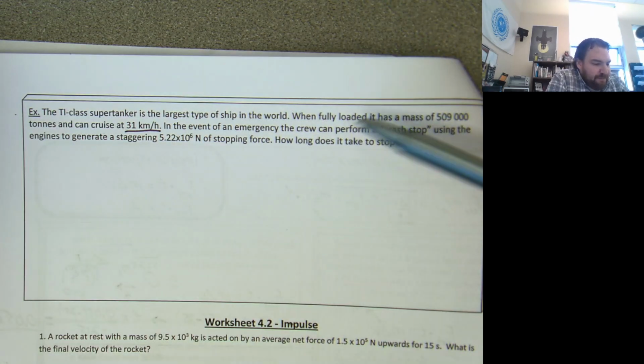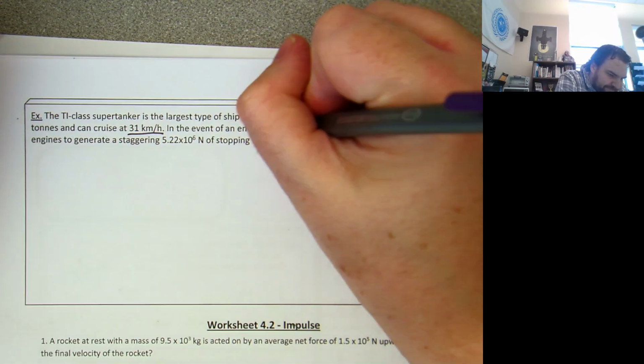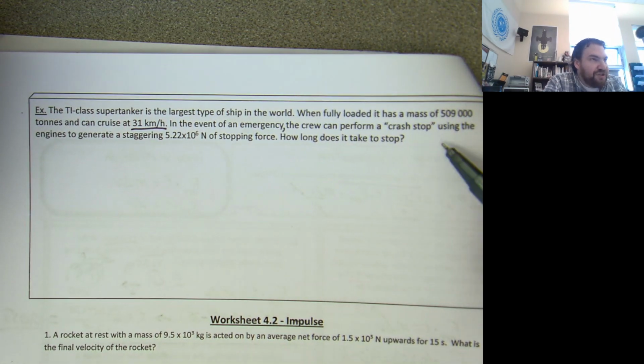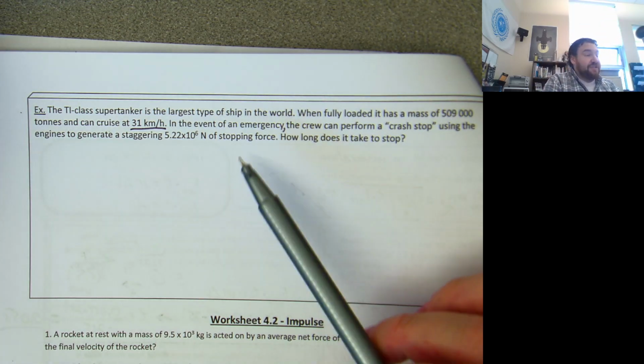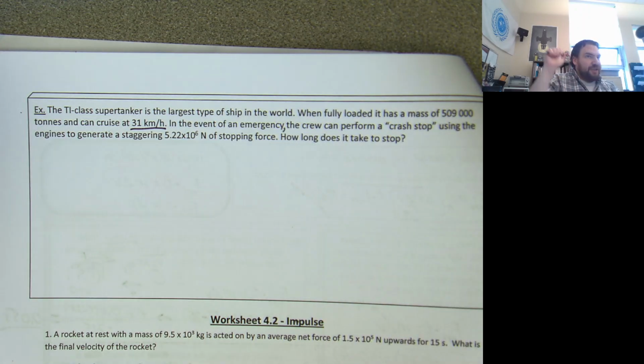In the event of an emergency, the crew can perform what's called a crash stop. Any ships can do this: aircraft carriers, tankers, cargo ships. You don't just put on the brakes in a boat. If you just cut the engines, you're going to float for a while. So what they do is they cut the engines and then put them full throttle in reverse, which is something we don't typically do in a car.